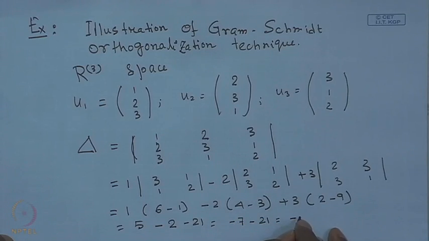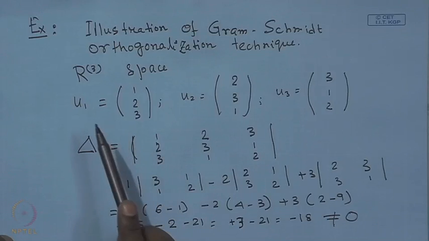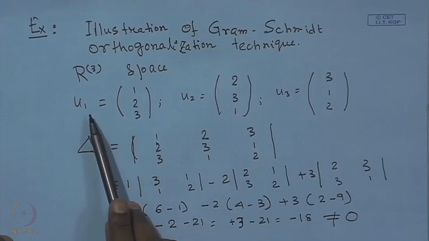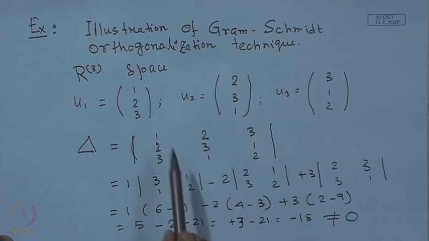So, it will be 5 plus 2 minus 21. This is 7 minus 21, so it will be minus 18. Of course, this is not equal to 0. Therefore, since the determinant is not equal to 0, the set constituted by u1, u2 and u3 forms an independent set of vectors.